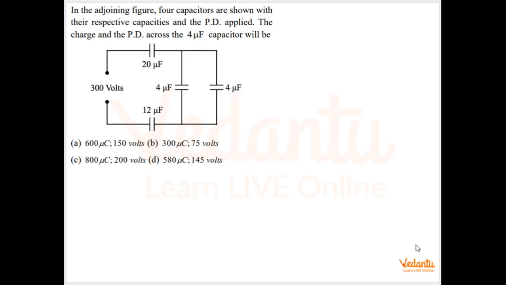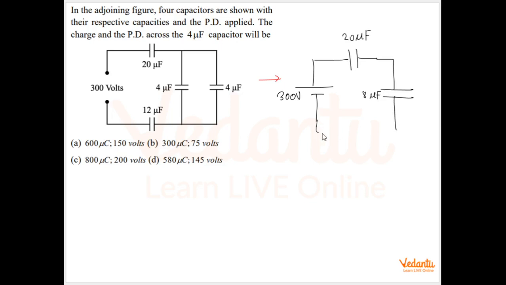In this question, 4 capacitors are connected as shown in the figure. We have to find the potential difference across the 4 microfarad capacitor. So first we will try to simplify the circuit. This can just be made as a 300 volt battery in connection with a 20 microfarad capacitor in connection with an 8 microfarad capacitor in connection with the 12 microfarad capacitor. 4 and 4 in parallel will become 8.